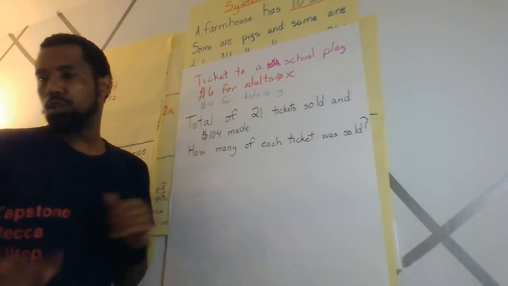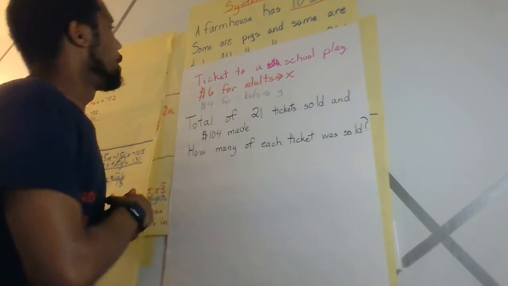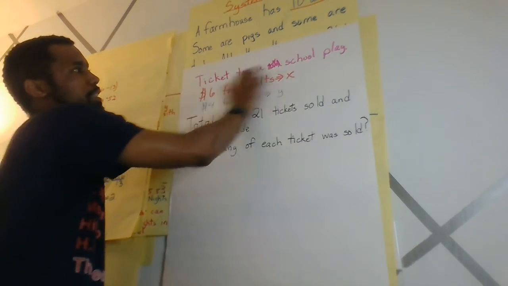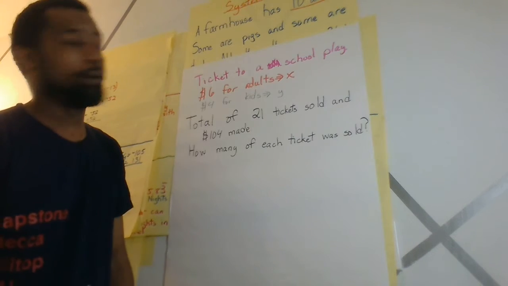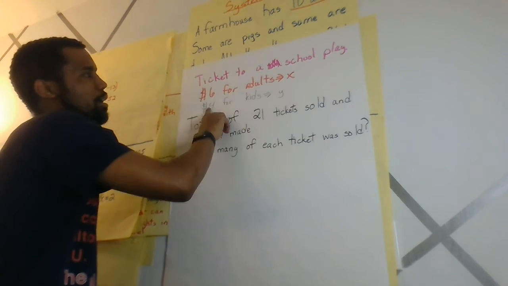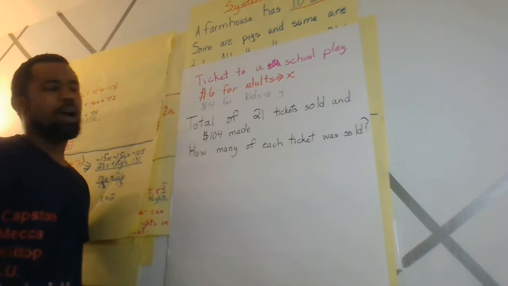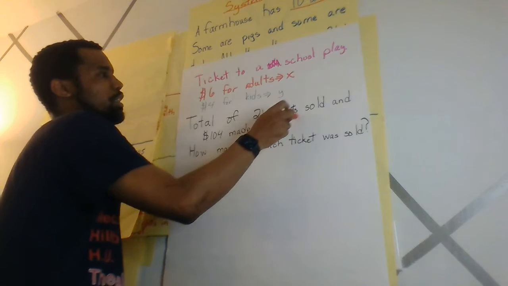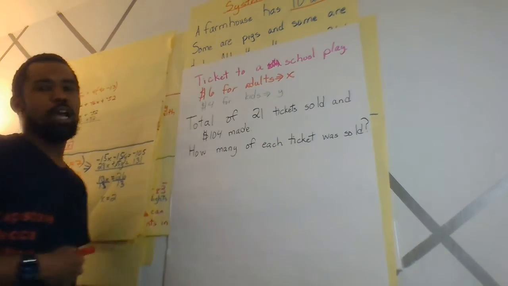All right, let's start to go over this. Okay. I just wrote the important information up top. So we got tickets to a school play is what we're talking about. Okay, $6 for an adult ticket. I went ahead and labeled that X. $4 for a kid ticket, Y. And then they told us that there was a total of 21 tickets sold and $104 made.